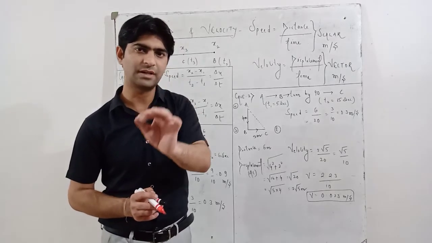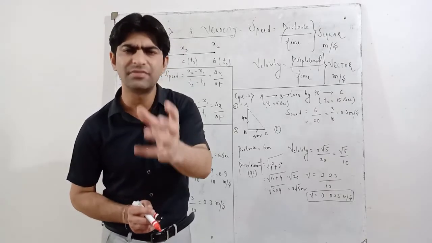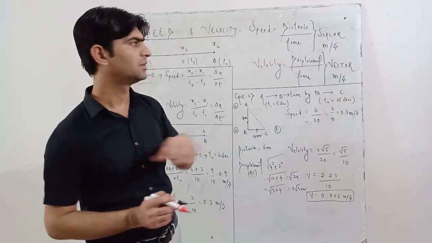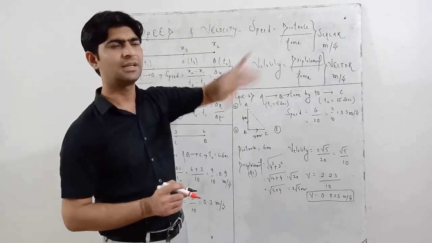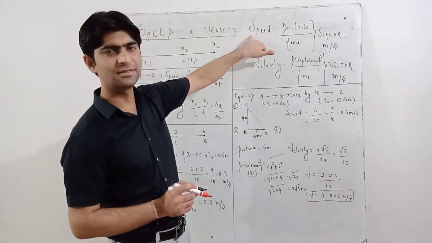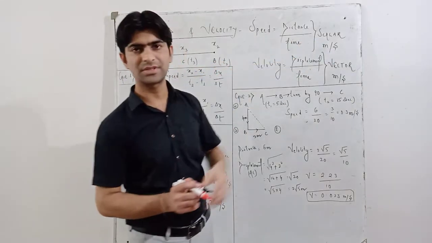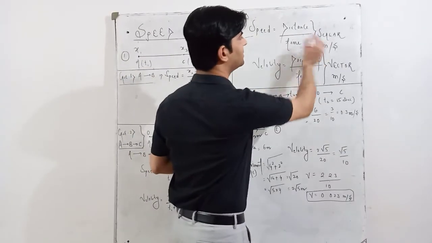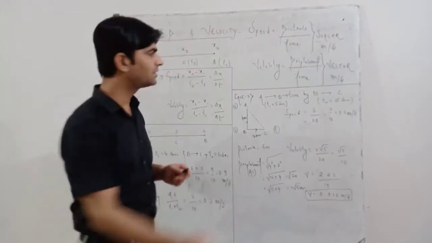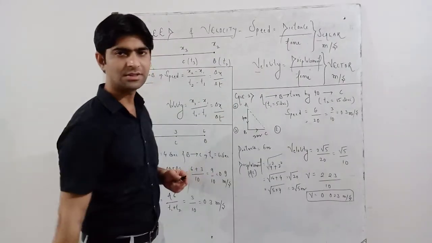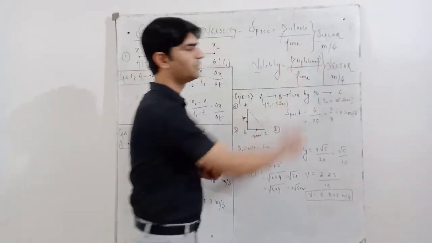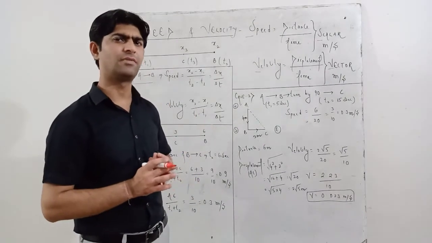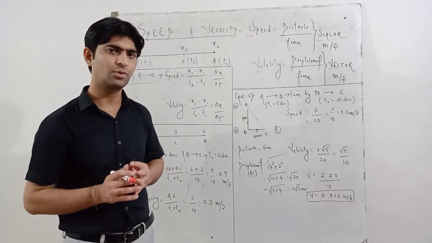To remember whether speed is a scalar quantity or a vector quantity, or velocity is a scalar quantity or a vector quantity, generally the students get confused while writing in the examination or while remembering this. So we have a very simple shortcut. S stands for speed, S stands for scalar. V stands for velocity and V stands for vector. So in this way you can remember velocity is a vector quantity and speed is a scalar quantity.